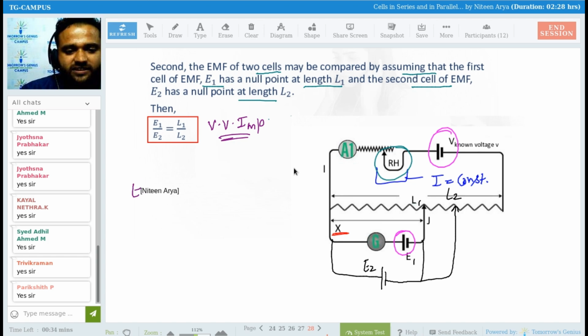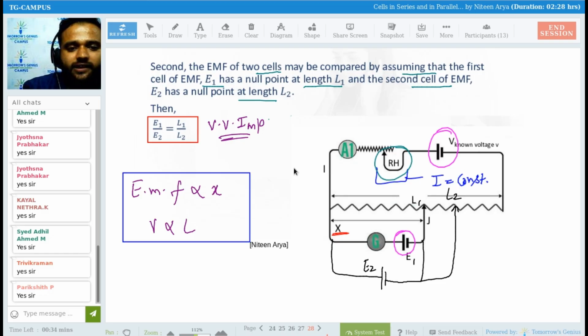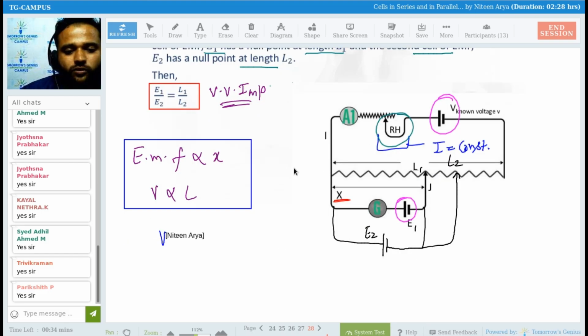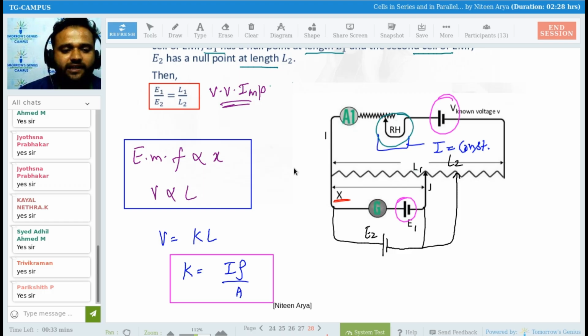Just understand this EMF, or you can say voltage, is directly proportional to length, or directly proportional to X, where this proportionality constant you can write K, and this K is nothing but I rho by A. That is the whole story, nothing more than that. Is this clear, everyone?